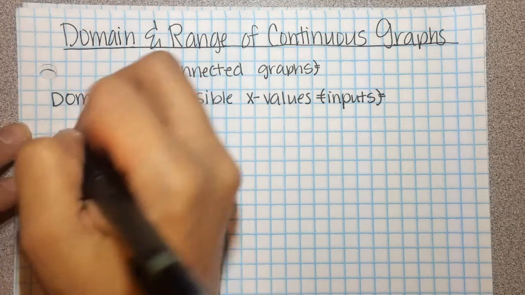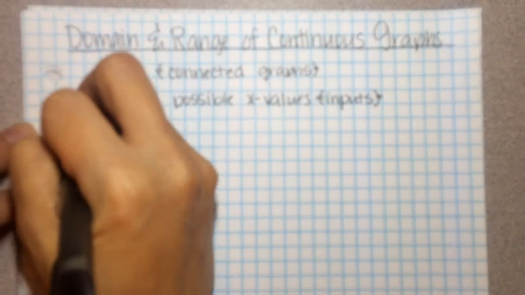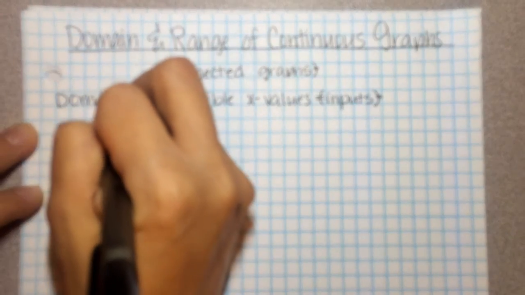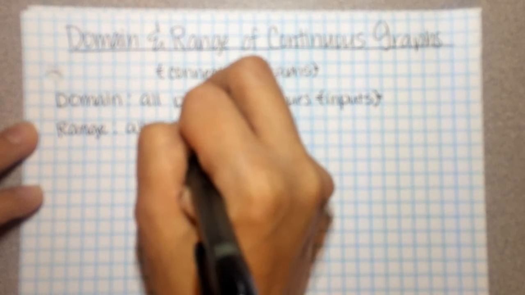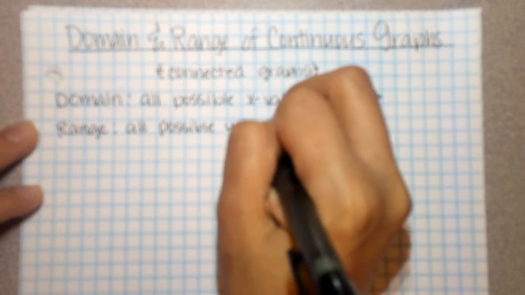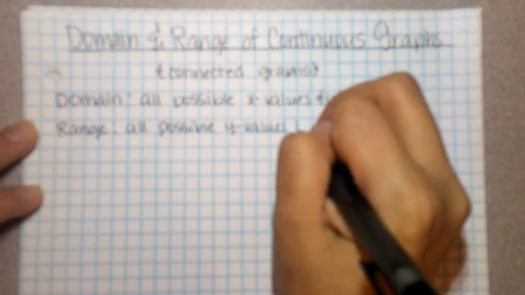And what's the definition of range? All my Y values. So all possible Y values. And those are my outputs.